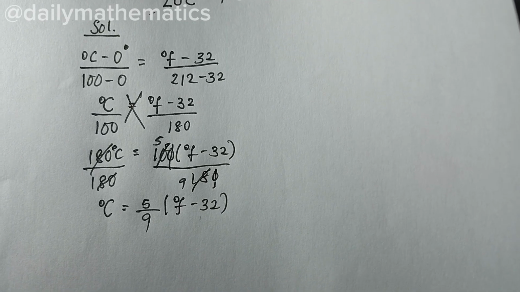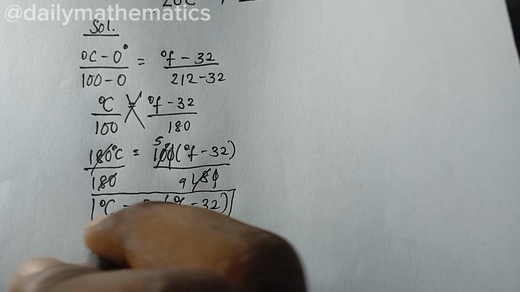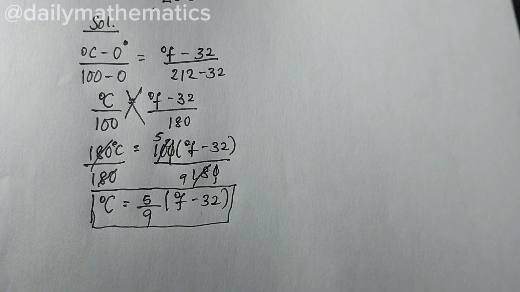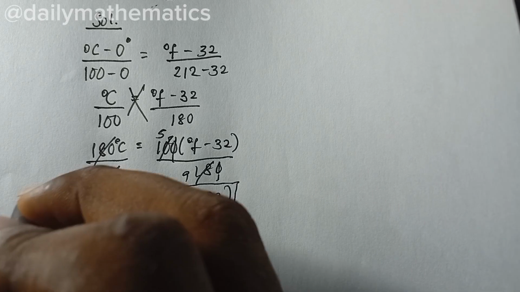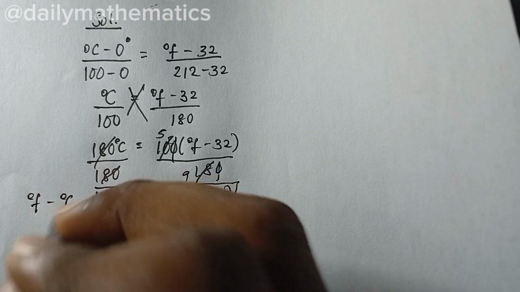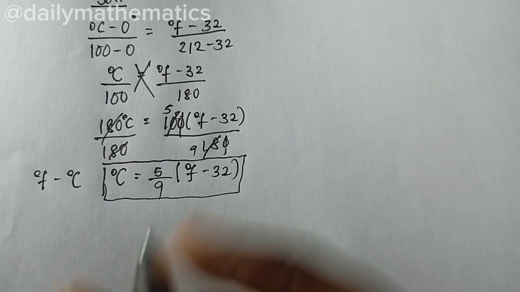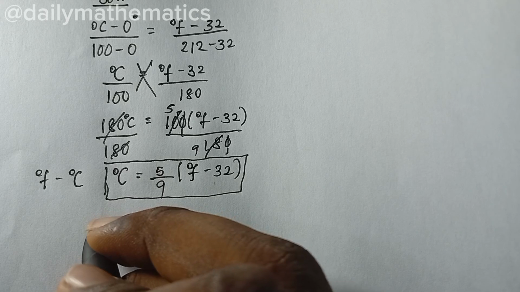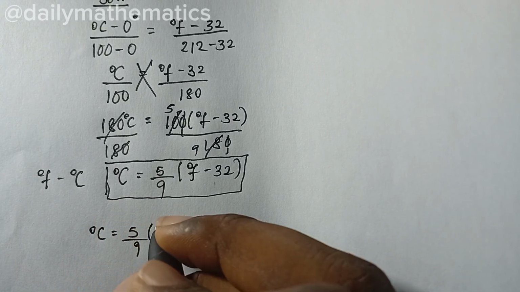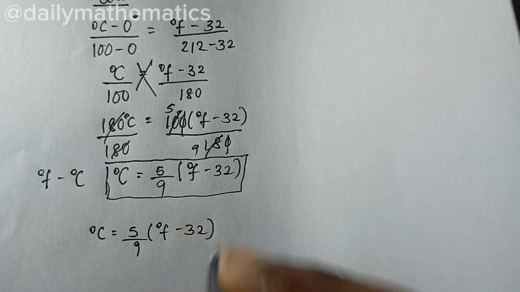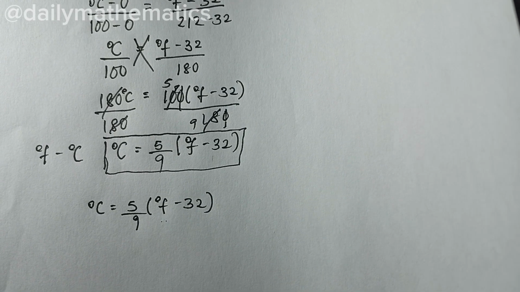So from here we have 5 over 9. This is the formula for converting Fahrenheit to Celsius. But how about Celsius to Fahrenheit, before we go into our question? So from here we are going to work out the formula. We have degree Celsius equals 5 over 9 degree Fahrenheit minus 32. From here, we're going to collect like terms and make degree Fahrenheit the subject of the formula so we can be able to solve our question.